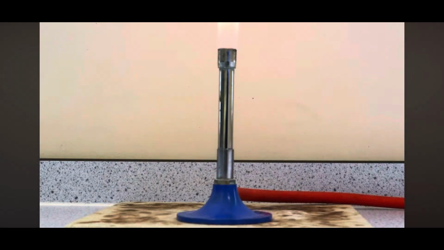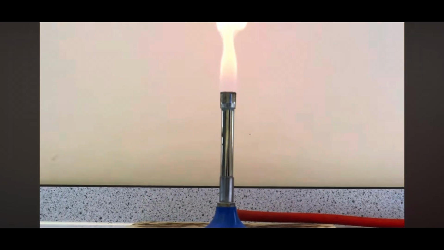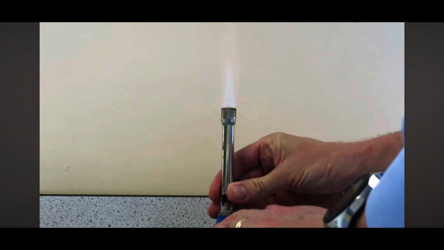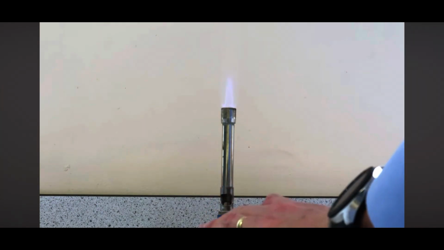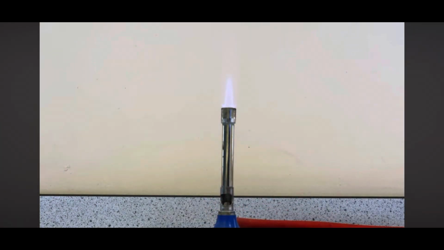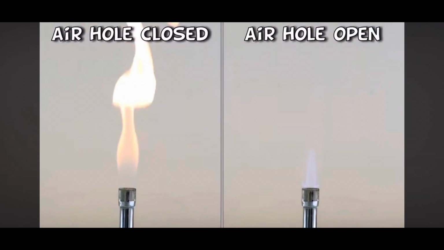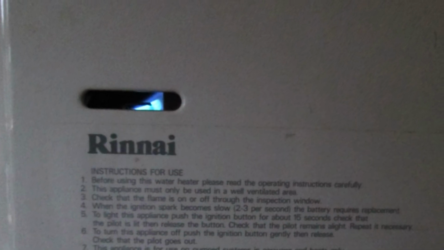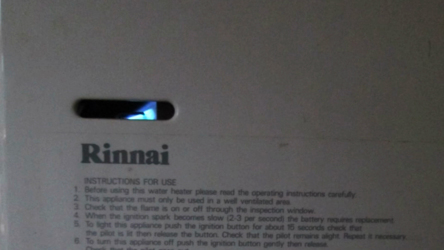Now, a really good example of incomplete and complete combustion is the Bunsen burner. You'll be familiar with the yellow flame with the air hole closed, but with the air hole open, the blue flame allowing more oxygen to get to it, this would be complete combustion. So our yellow flame is incomplete combustion and the blue is complete. And this is why with some boilers there's a little tiny hole in the front to be able to check what we call the pilot light. If that light is blue, then the boiler is working properly.